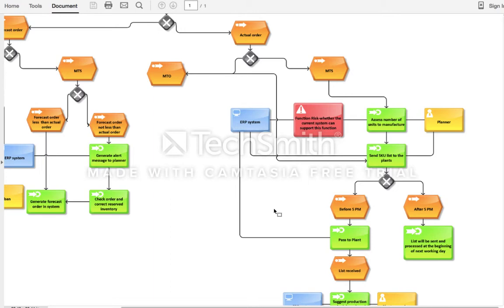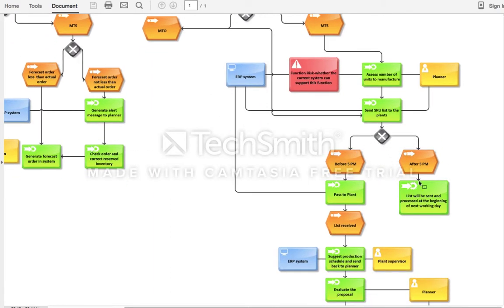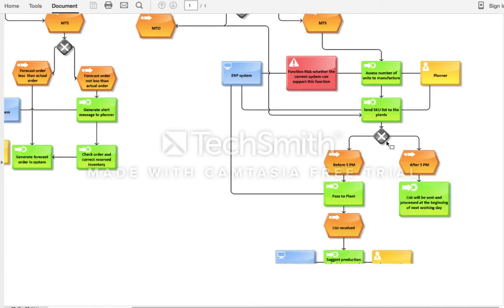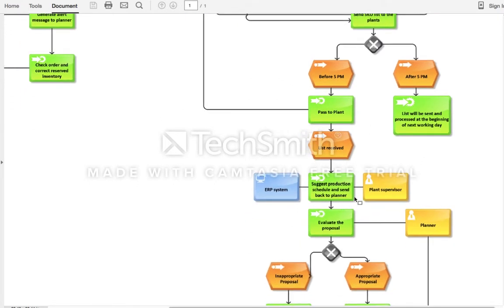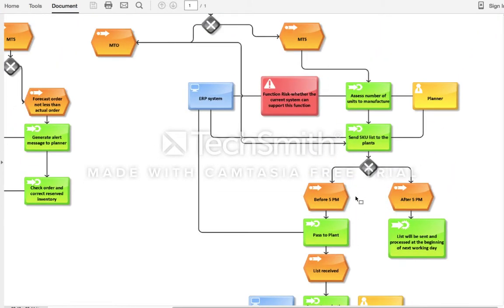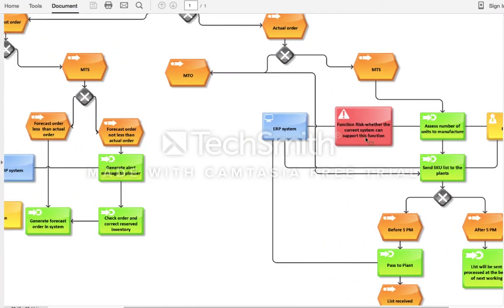We also set a timeline in order to generate the production schedule in time, so that the plant supervisor could approve the productions on the same day. And it also allowed updated stock allocation simulation. So the risk in our new process might be technical issues, whether the current system can support these functions of the optimal stock allocations.